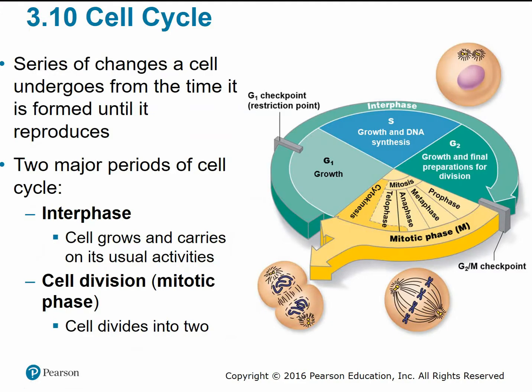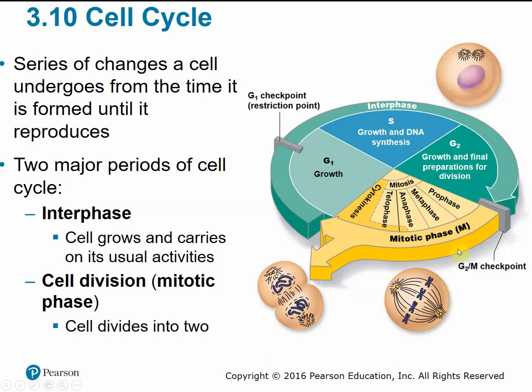The cell cycle is a series of changes a cell undergoes from the time it's formed until it reproduces. So basically, just like us, cells have their own life cycle, their life stages. So how we have childhood, adolescence, and then adulthood, cells have their different life stages or phases. The two major periods of the cell cycle include interphase, which is basically when the cell is just carrying out its normal everyday cell life. It's not reproducing, it's growing. It's getting its affairs in order. It has to finish school first and get a job before it's ready to reproduce.